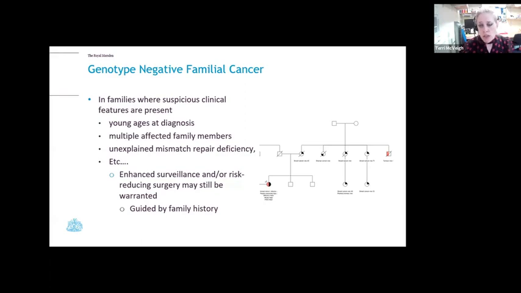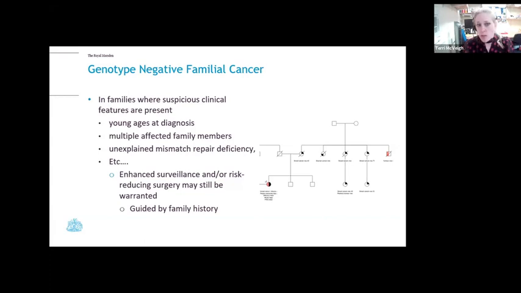So if you're suspicious, and the things that make you suspicious are, are there lots of people diagnosed on the same side of the family? Are they diagnosed at very young ages? Or are there other suspicious features? So if you had 3 sisters that all happened to have triple negative breast cancer, obviously you'd be a lot more suspicious than if you had, you know, 3 sisters that had ER positive breast cancer in their 60s.